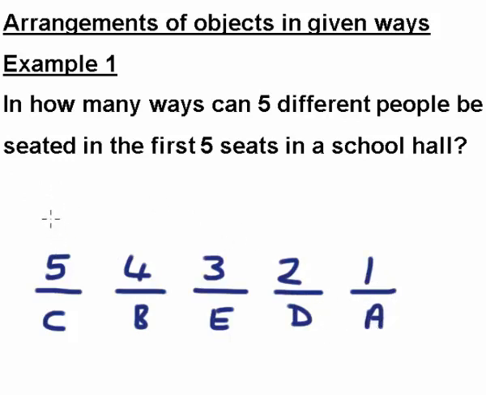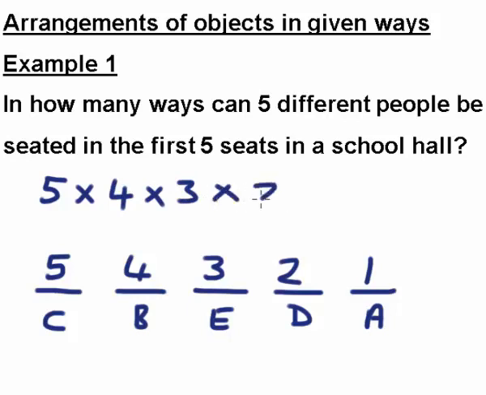So from the counting principle, in how many ways can 5 different people be seated in the first 5 seats in the school hall? In the first seat, we have 5 people that could have sat there, and 1 did. Then in the second seat, we now have a possible 4 people. Then in the third seat, we have a possible 3, because remember, of the 5, the other 2 are sitting already. 1 sits down. We're now left with 4 people. 1 sits down. Now we're left with 3 people.